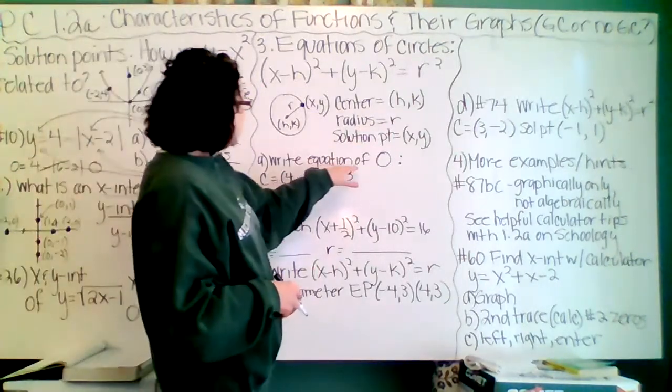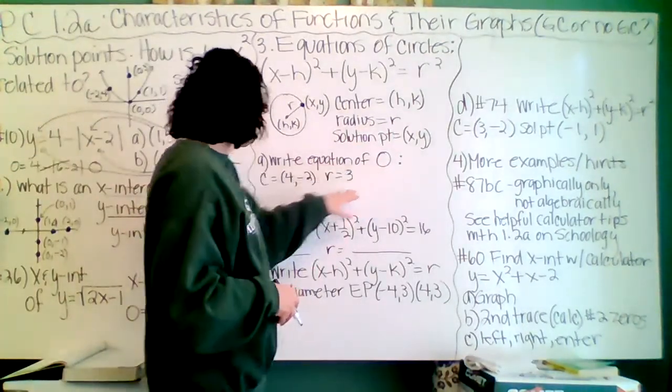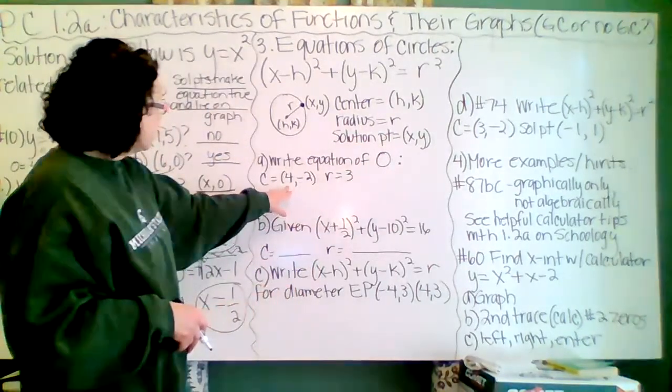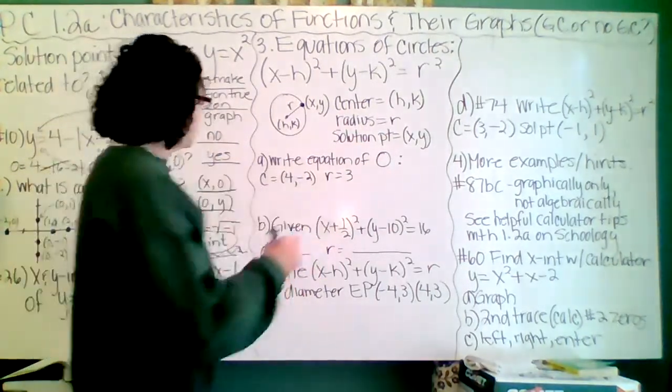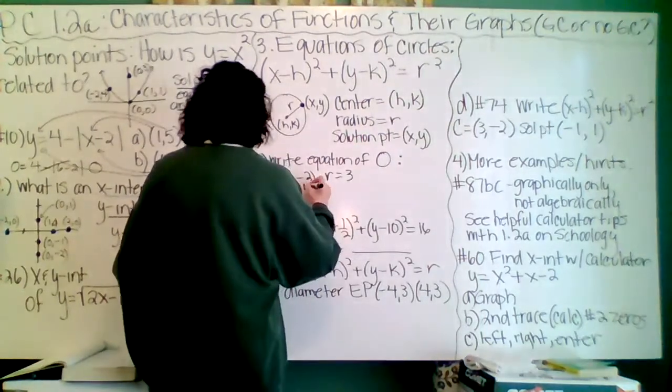So write the equation of a circle given a center point of (4, -2) and a radius of 3. So here's my h and my k.